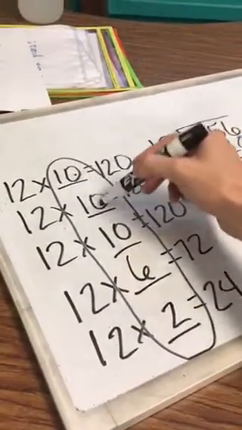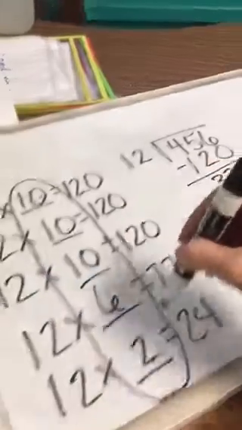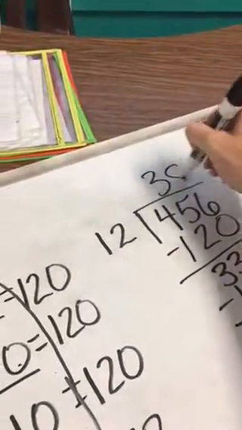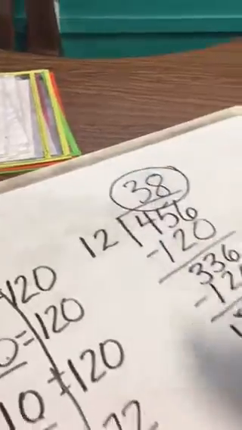So I would have 10, 20, 30, and then 6 plus 2. So my quotient would be 38. And that is my answer.